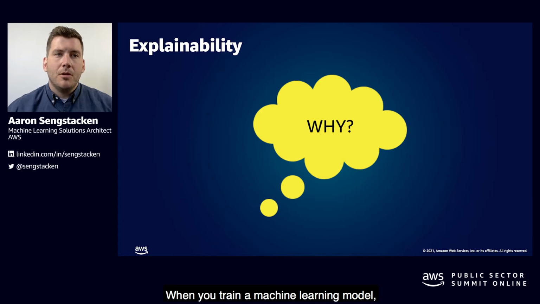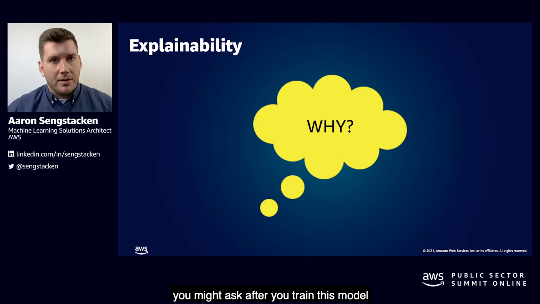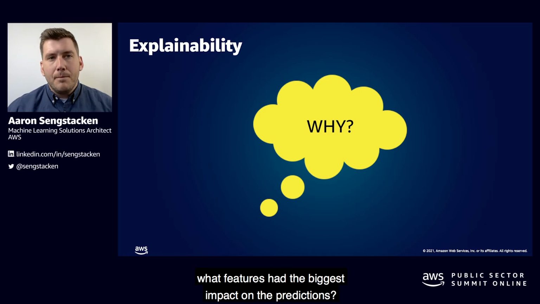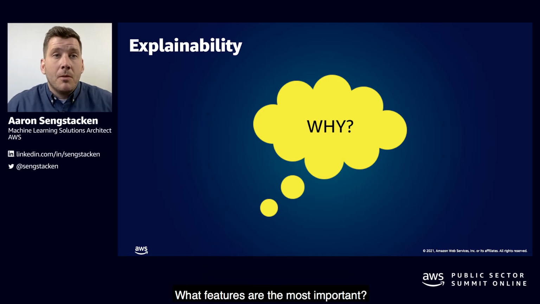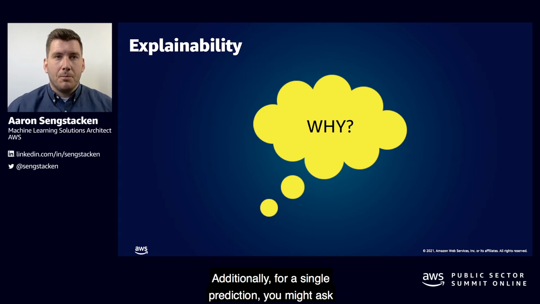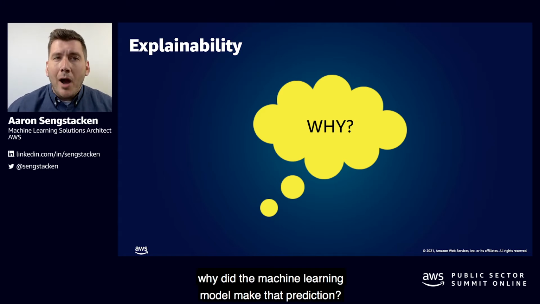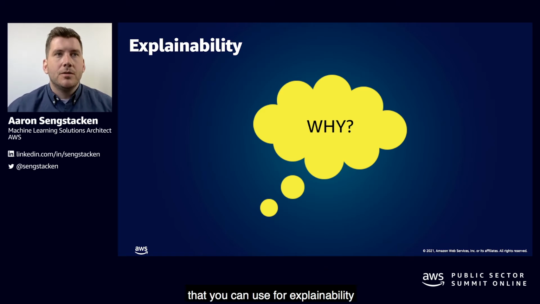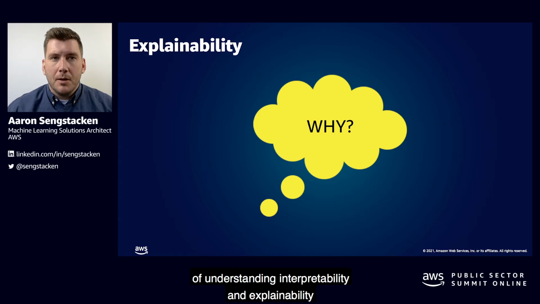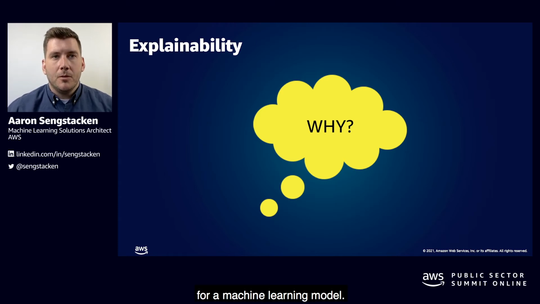When you train a machine learning model, you might ask, after you train this model, what features had the biggest impact on the predictions? What features are the most important? Additionally, for a single prediction, you might ask, why did the machine learning model make that prediction? There's a number of different approaches that you can use for explainability and feature importance. But in the end, this is a critical step of understanding interpretability and explainability for a machine learning model. Explainability is useful for more than just bias assessment as well. And let me explain this.